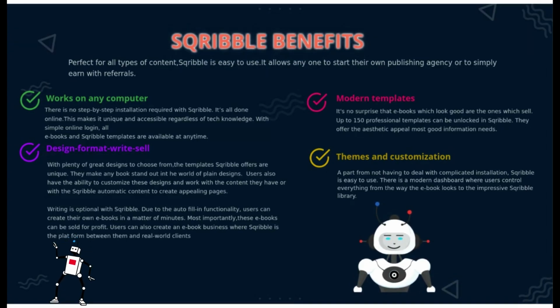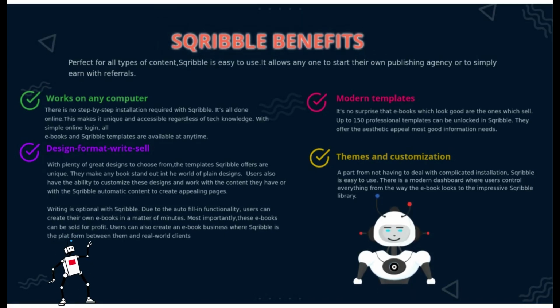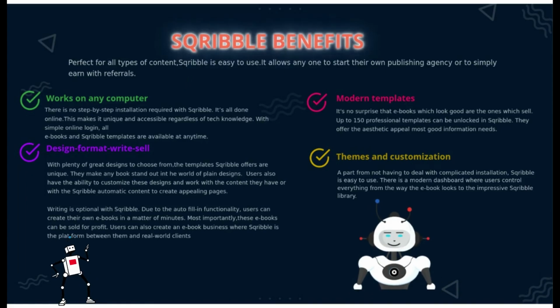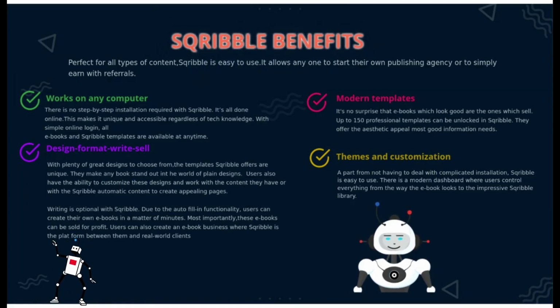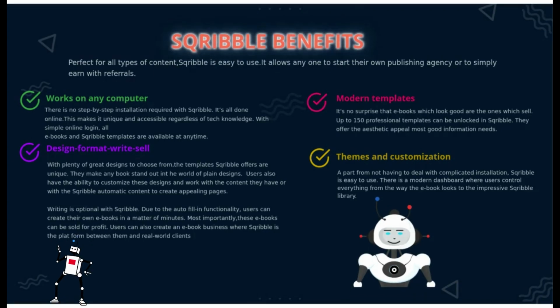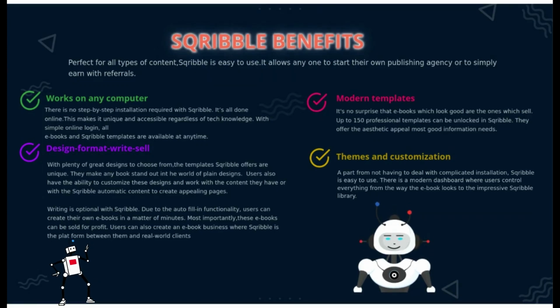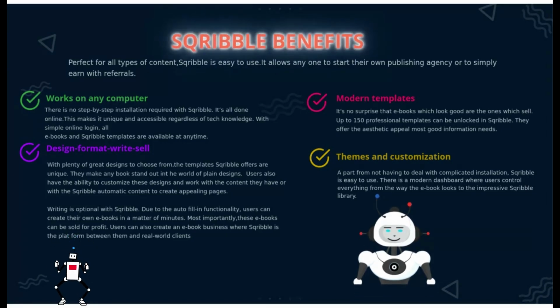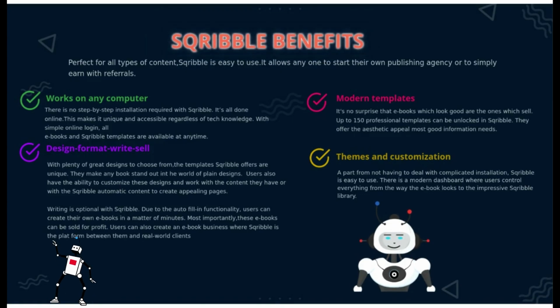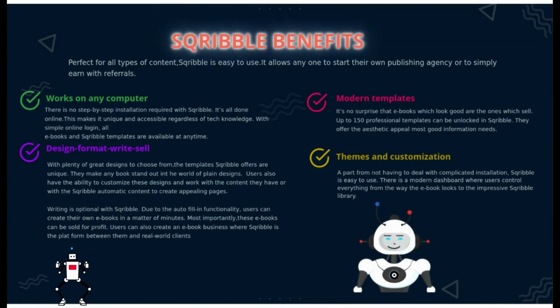Modern templates. It's no surprise that ebooks which look good are the ones which sell. Up to 150 professional templates can be unlocked in Sqribble. They offer an aesthetic appeal most good information needs. Themes and customization. Apart from not having to deal with complicated installation, Sqribble is easy to use. There is a modern dashboard where users control everything from the way the ebook looks to the impressive Sqribble library.